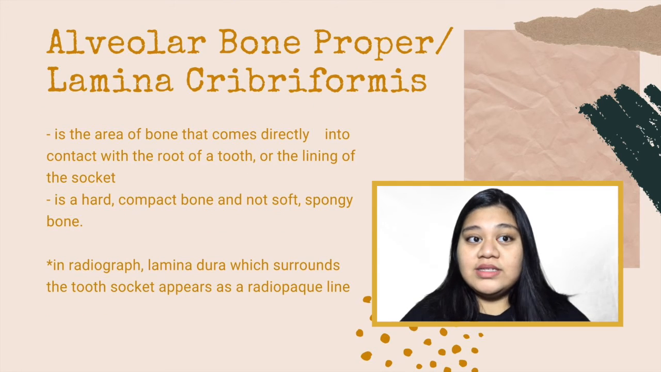The next one is the alveolar bone proper, or lamina cribriformis. It is the area of the bone that comes directly into contact with the root of a tooth or the lining of the socket. It is a hard, compact bone and not soft, spongy bone. In radiographs, the lamina dura, which surrounds the tooth socket, appears as a radiopaque line.